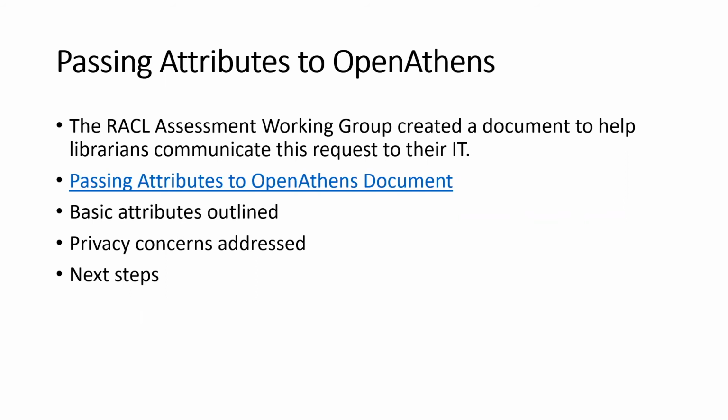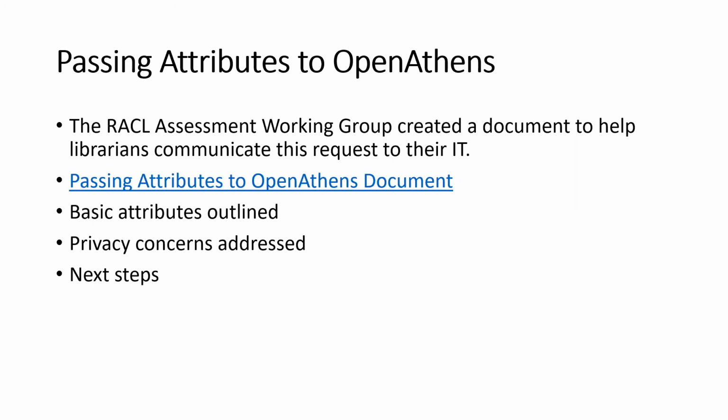And Ken, I'll just advance the slides for you. Okay. Great. Thanks. So this slide here is talking about the document that was developed under the RACL Assessment Working Group. I guess our goal is to help libraries communicate to their IT department on trying to get more attributes passed to OpenAthens so they can get better usage data on their resources.